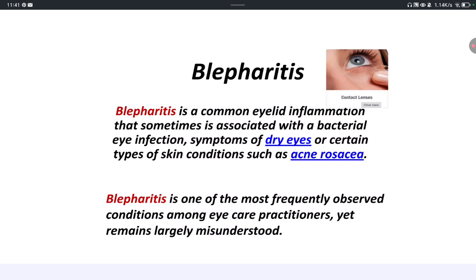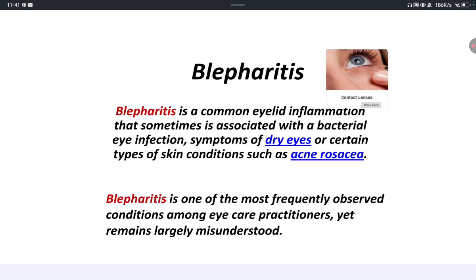It is a common inflammation of the eyelid that sometimes is associated with bacterial eye infection, symptoms of dry eyes, or certain types of skin conditions such as acne, rosacea. Blepharitis is one of the most frequently observed conditions among eye care practitioners.